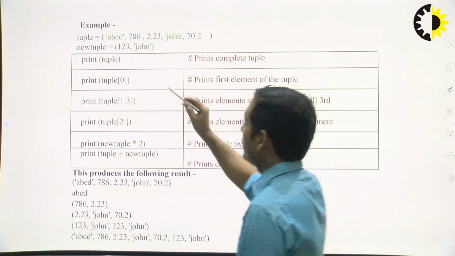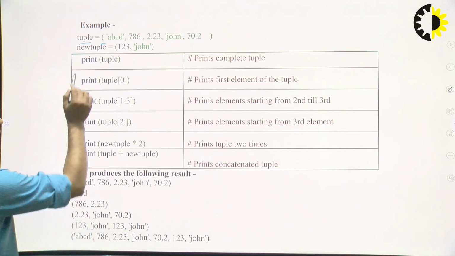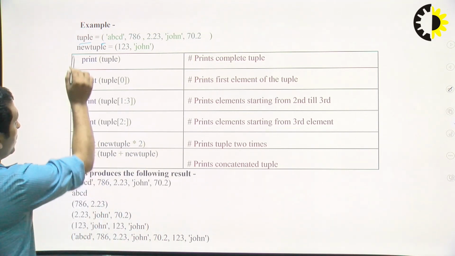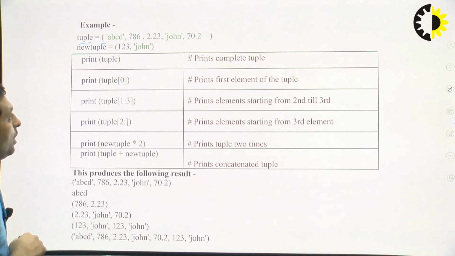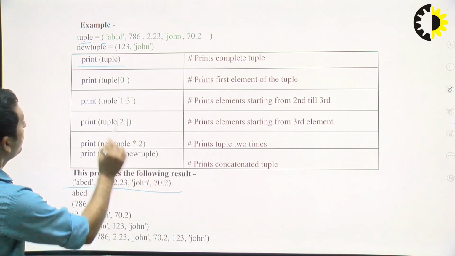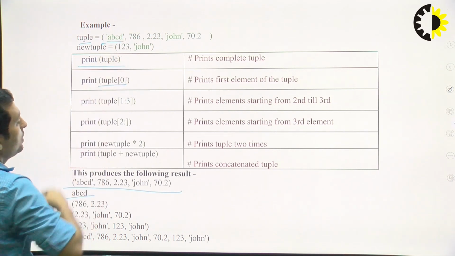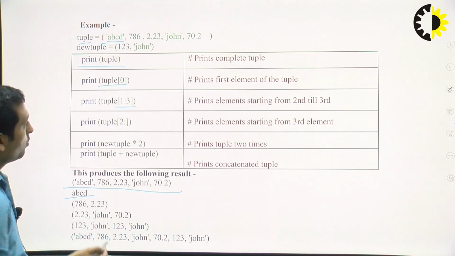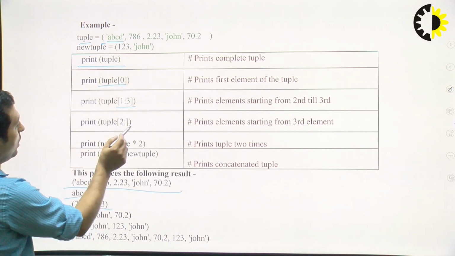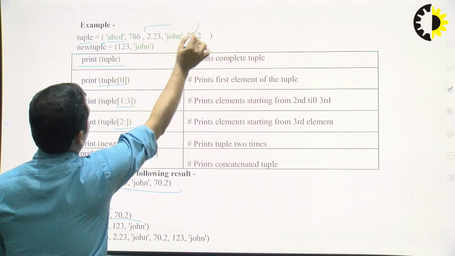Now, an example: this is in parentheses, so this is a tuple. There are two tuples. This one is ABCD, 786, 2.23, John, and 70.2; this is the first tuple, and the second tuple is a new tuple, 123 and John. Now print tuple, no problem, this simply prints the tuple. Print tuple 0, no problem, at location 0 is ABCD. Slicing operation, no problem: print from 1 to 2, this is 786 and 2.23. Then 2 to last element, second index to last index.